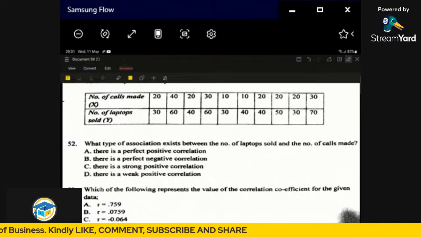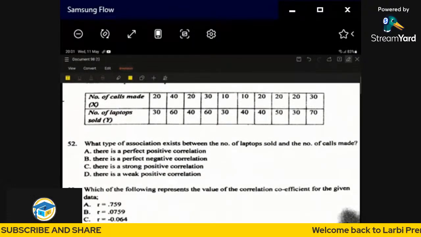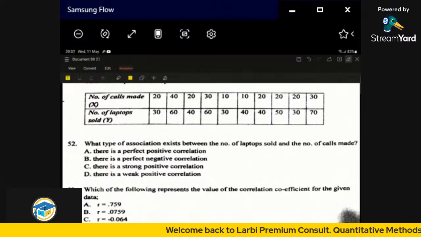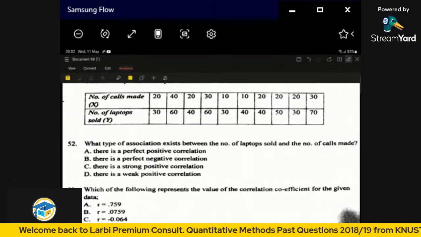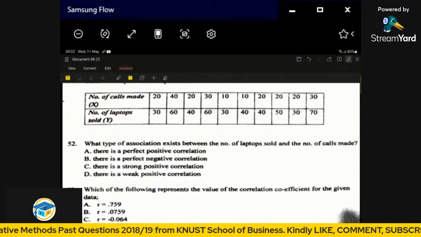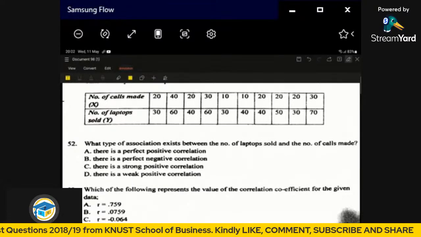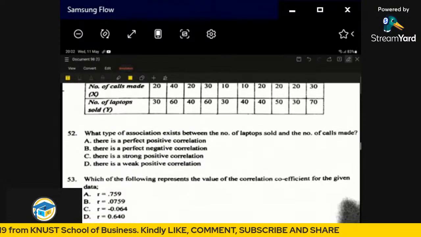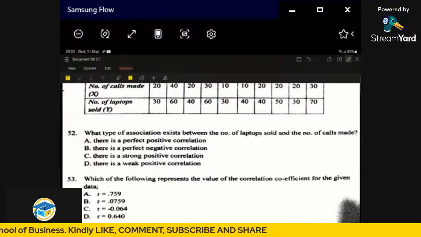Once you're able to do that, you'll know that this is a positive correlation, this is a negative correlation, and so on. So we can't answer question 52 unless we calculate our correlation coefficient. And how do you do that? In this video, I'll use a calculator approach to help you answer this question very fast. So let's go straight to how we use a calculator to deal with this question.